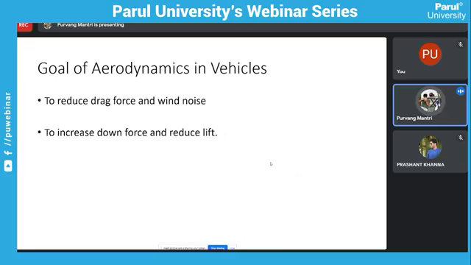Secondly, we want to increase the downforce and reduce the lift force. Now, this second point is actually focused on race cars and sports cars. It is not really taken into consideration with our road vehicles, which we drive as passenger vehicles or commercial vehicles. But downforce and lift forces play an important role in the stability of our vehicle. We will see how they affect the stability of a vehicle further ahead.